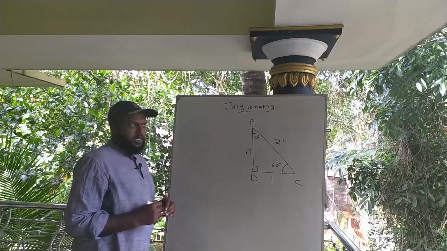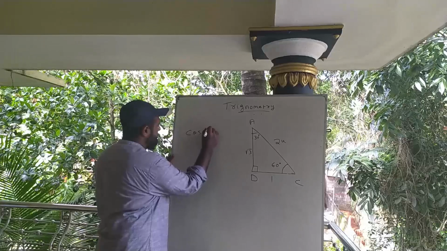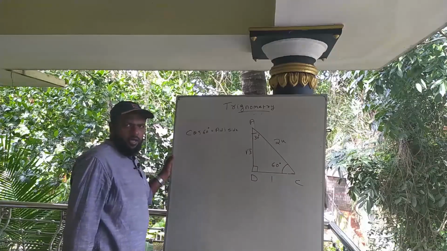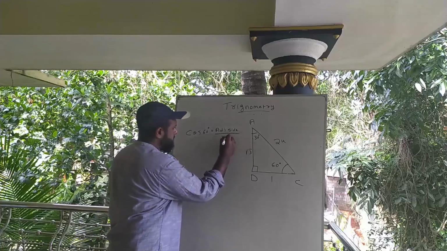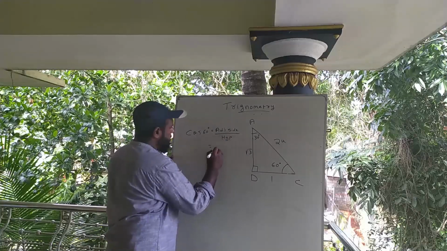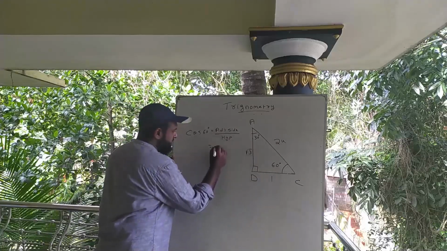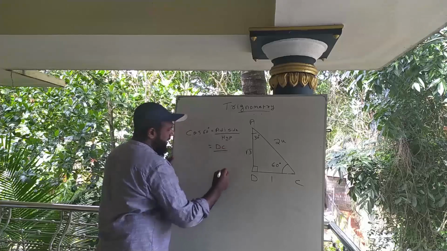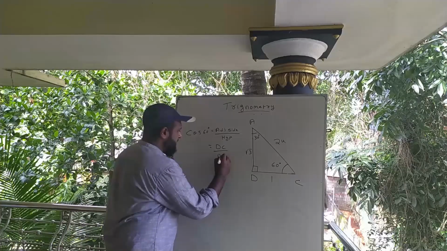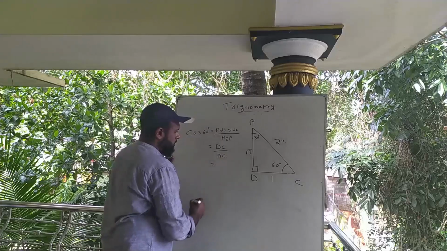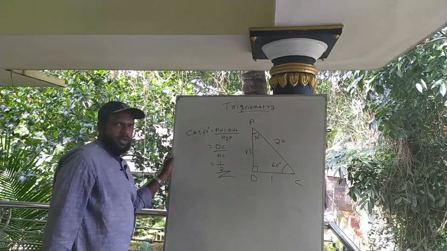We can find what is cos 60. Cos 60 equal to adjacent side of 60 degree divided by hypotenuse equal to, what is adjacent side of 60 degree? That is DC by what is hypotenuse? AC equal to 1 by 2. Cos 60 equal to 1 by 2.